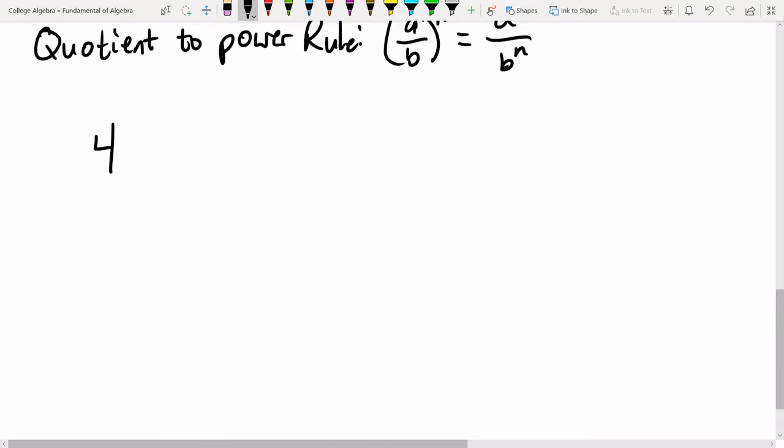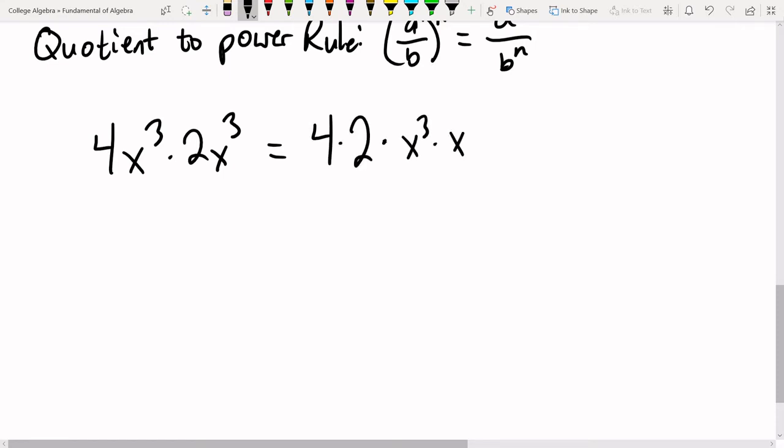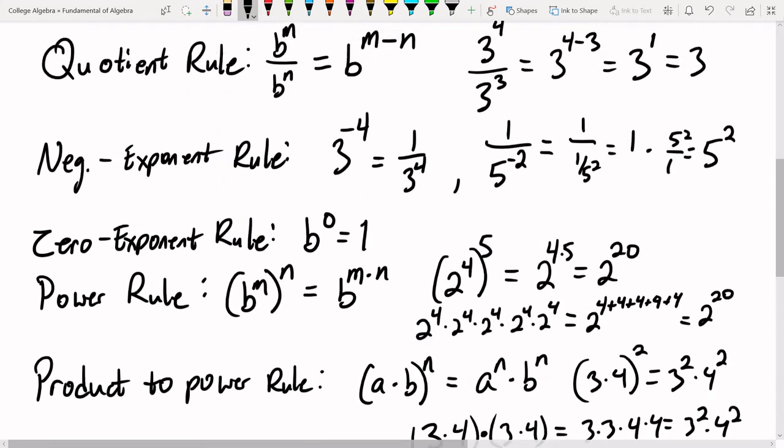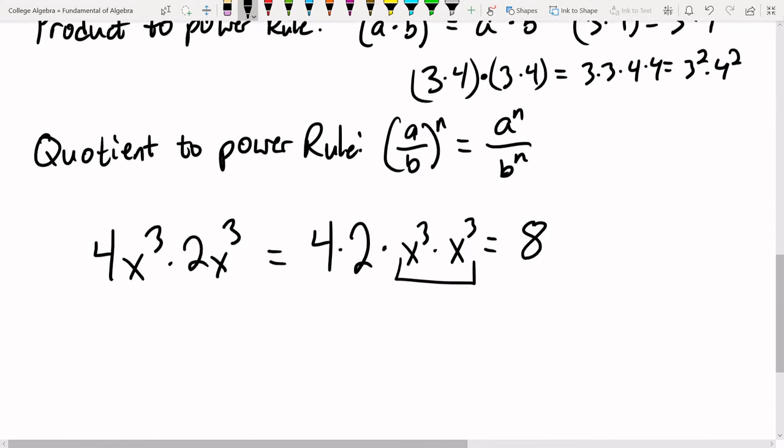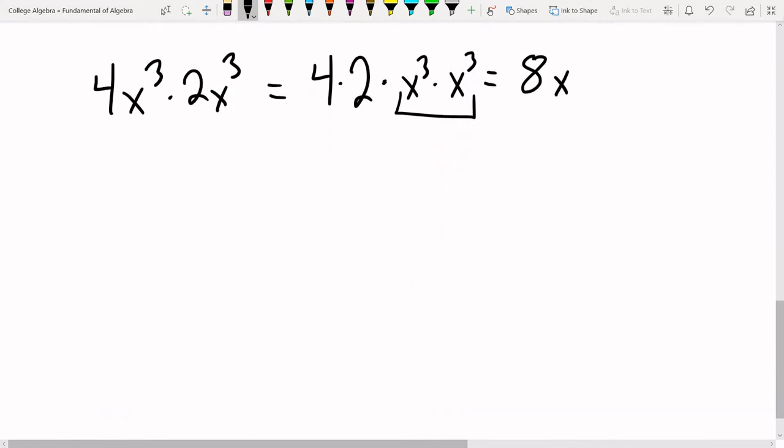So, first one, let's look at 4x cubed times 2x cubed. What I'm going to do is rearrange this so the x's are together: 4 times 2 times x cubed times x cubed. 4 times 2 is 8. And here we have two like bases multiplying, so we can use the product rule, which says two like bases that are multiplying, we add the exponents. So we get x to the 3 plus 3, or 6. And that's a much simpler thing to look at than 4x cubed times 2x cubed.